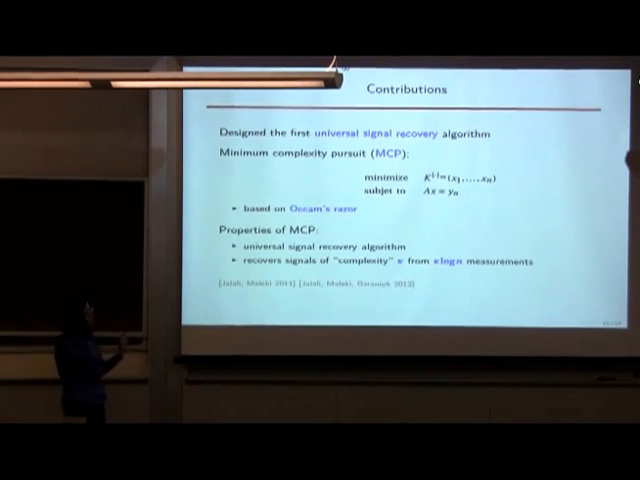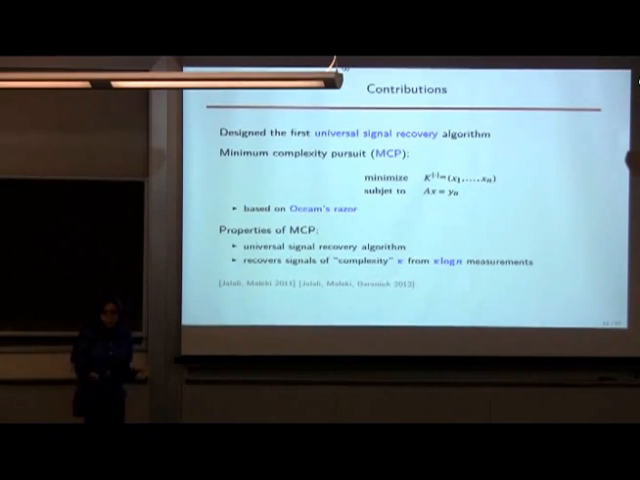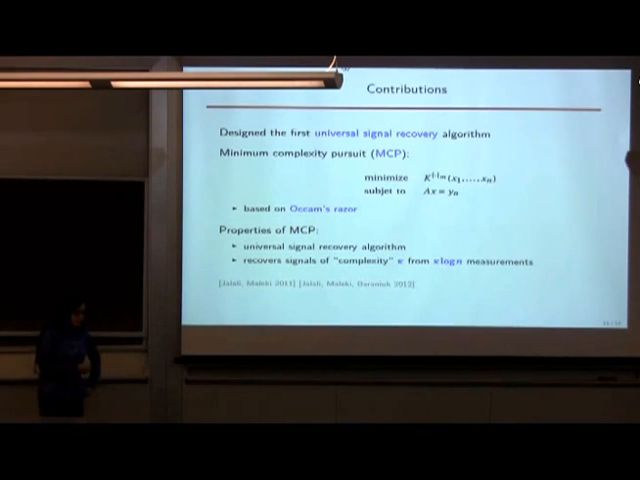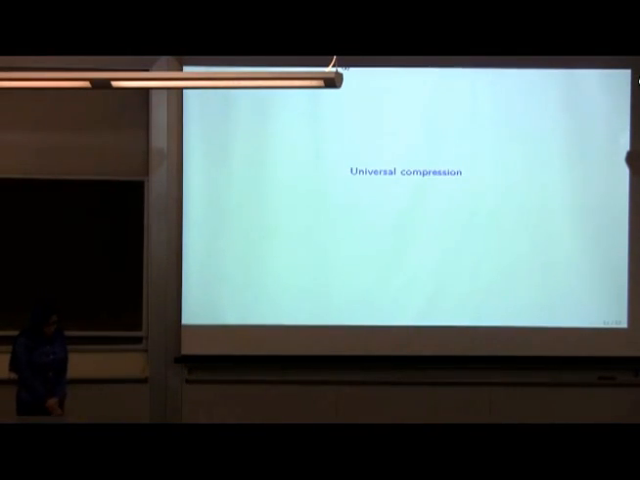We formulated this problem and proposed the minimum complexity pursuit scheme. It is based on Occam's razor. This is for the noiseless case: among all the solutions of AX equal Y, all the signals that satisfy the measurement constraints, it looks for the one that is the simplest, the one with the lowest complexity. This measure, which I'll define rigorously during the talk, measures the complexity of real valued signals. And we proved that this is a universal signal recovery scheme, and a signal which has complexity kappa, we can recover from kappa log n measurements. I should define what it means for an analog signal to have complexity kappa, but these are things we define rigorously and prove that this many measurements is enough.